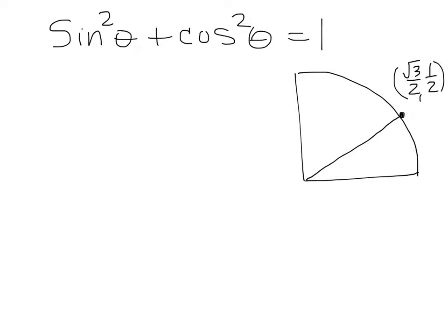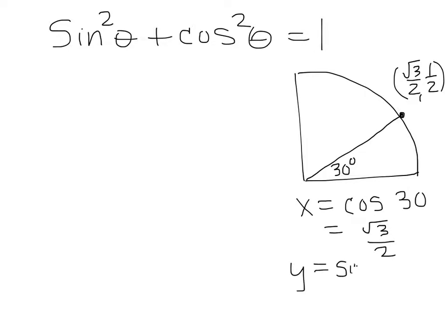If you recall from Chapter 4, the x-coordinate is the cosine of the angle, and the y-coordinate is the sine of the angle. So if this is 30 degrees, we know that x is equal to the cosine of 30 degrees, which is √3 over 2. And y is equal to the sine of 30 degrees, which is 1/2.